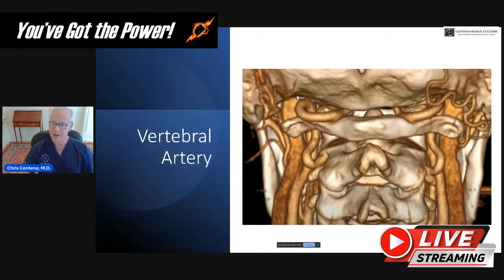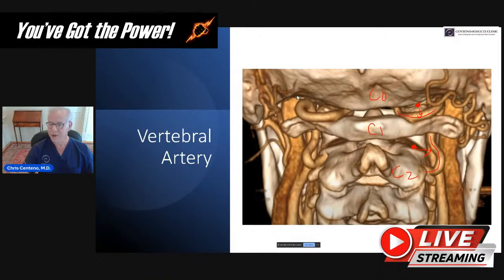So I want to just orient you here. This is C1, and this is C2, and this is C0, or the skull. Now, the joint I've got to inject is right there. That's the 0-1 joint, and that's the 1-2 joint. So you can see a couple things. If we go too far lateral, then we hit the vertebral artery that's running right here. If you go too far inferior, then you hit the vertebral artery that's running right there.